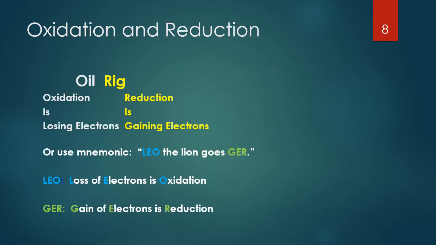So here's a way to remember oxidation and reduction. There are 2 mnemonic devices that you might have heard before. One is OIL RIG, and the other is LEO the lion goes GER. These will help you remember that oxidation is losing electrons, reduction is gaining. Or if you prefer LEO the lion says GER, LEO would be loss of electrons is oxidation, GER, gain of electrons is reduction.